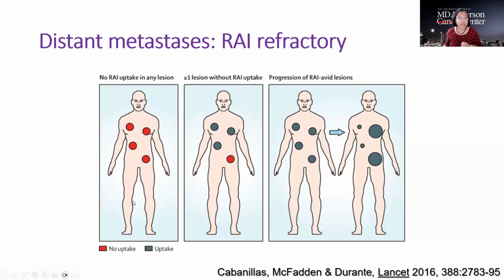So now we don't see any uptake of radioiodine. Or there may be 3 lesions which have taken up the radioiodine, but one did not. Or all of these took up radioiodine earlier and they still do, but these have grown. So is radioiodine even doing anything here?